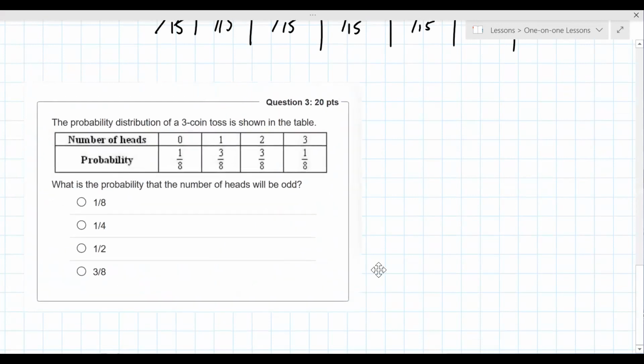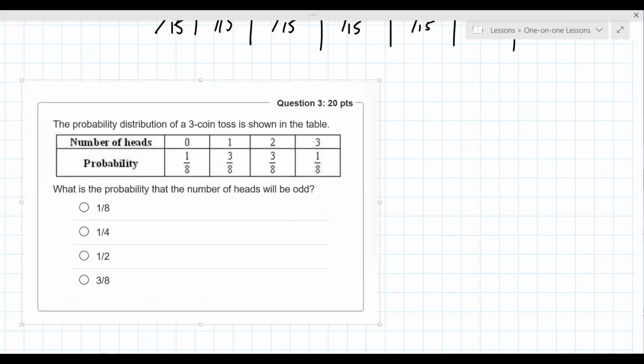All right, so the probability distribution of a 3-coin toss is shown in the table below. If you toss 3 coins, the probability of getting 0 heads is 1 out of 8. The probability of getting 1 head is 3 out of 8. The probability of getting 2 heads is 3 out of 8. 3 heads is 1 out of 8. What is the probability that the number of heads will be odd?